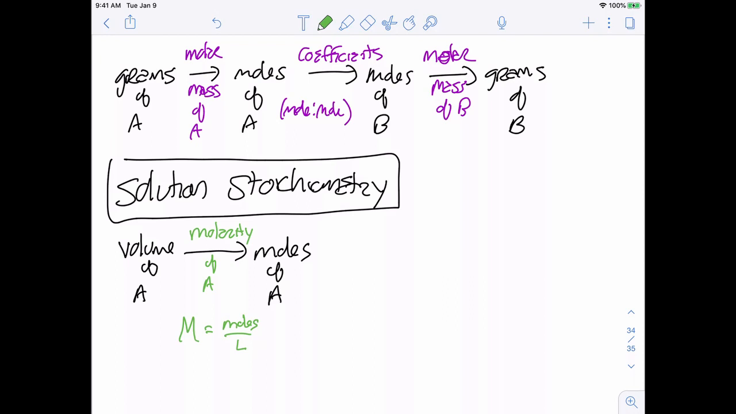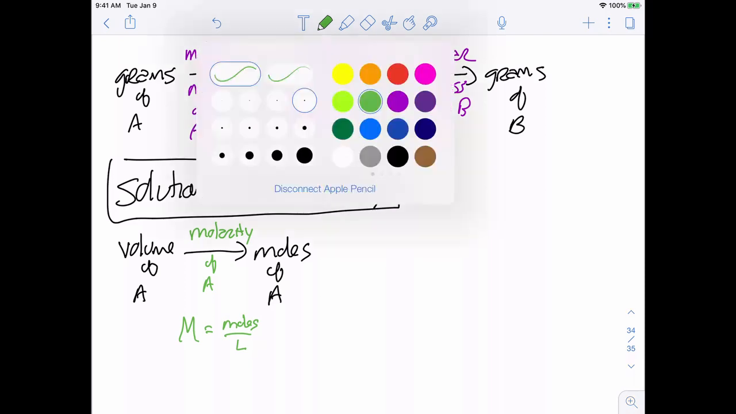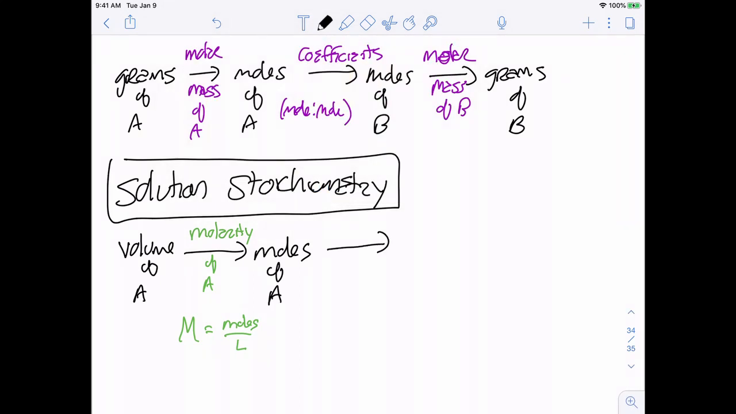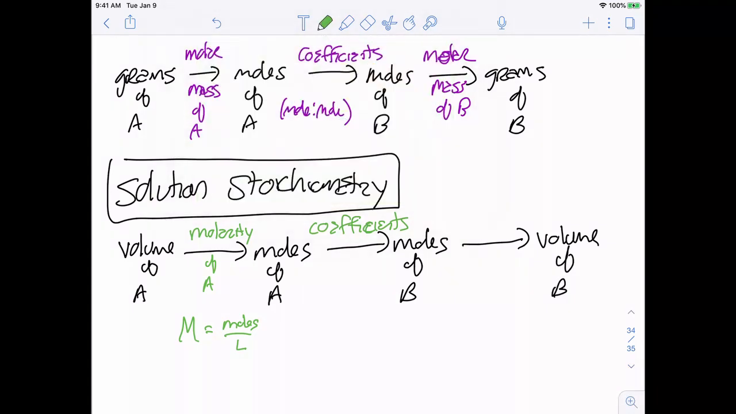Grams per mole, we use to convert between grams and moles. If I had the density, grams per milliliter, I use it to convert between grams and milliliters. Molarity is moles per liter, so we can use it to convert between moles and liters. So volume in liters to moles, we can use the molarity. Once I get moles of my first substance, we can convert it to moles of my second, so moles of B, and we still use our coefficients, the mole-to-mole ratio from my balanced chemical equation. And then once I have moles, we can go back to volume using the molarity.